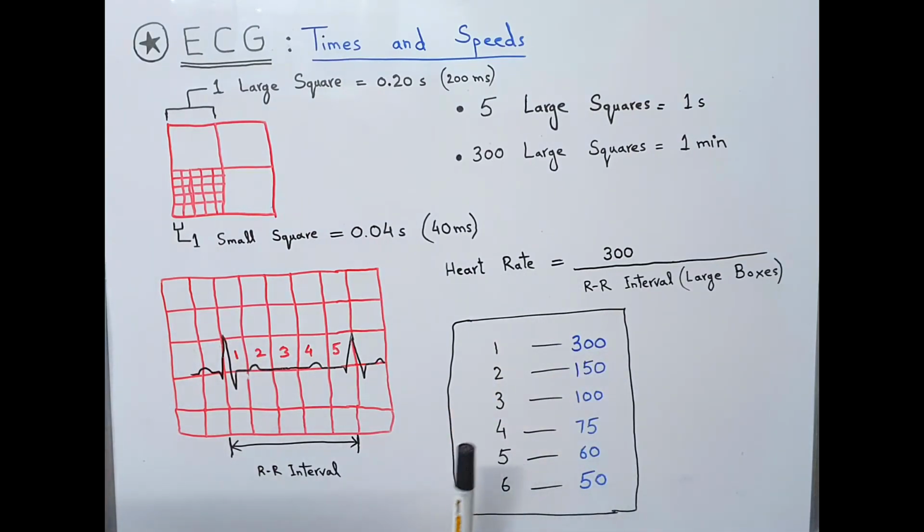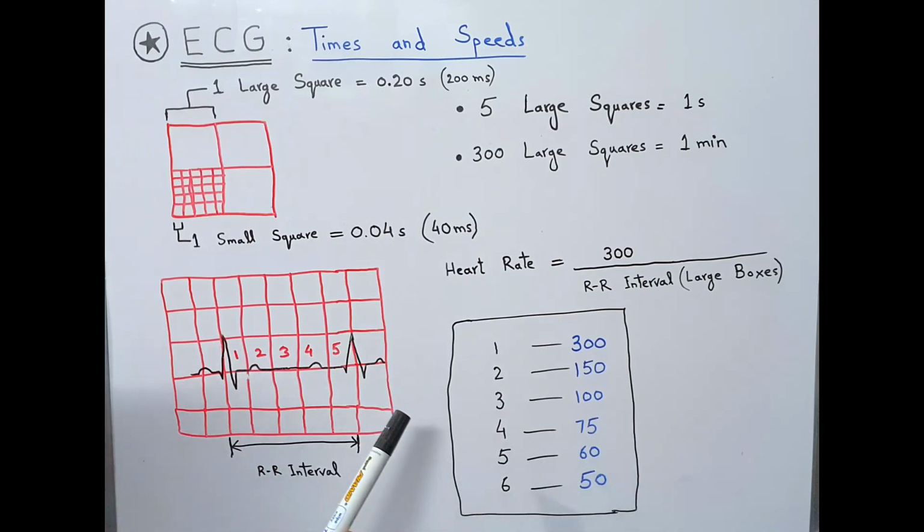For quick memorization, we can see this table. If there is one large box between two R waves, then the heart rate will be 300. If there are two large boxes in the RR interval, then the rate will be 150. If there are 3 large boxes in an RR interval, then the rate will be 100. Similarly, for 4, 5 and 6, the heart rates will be 75, 60 and 50.